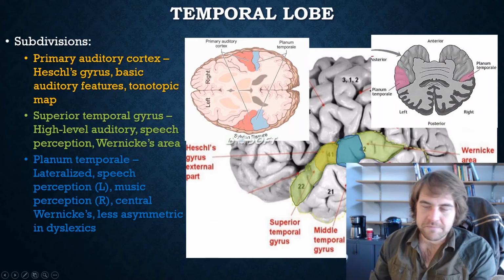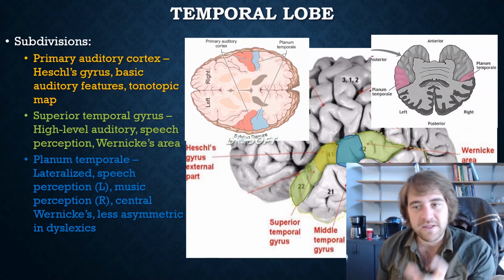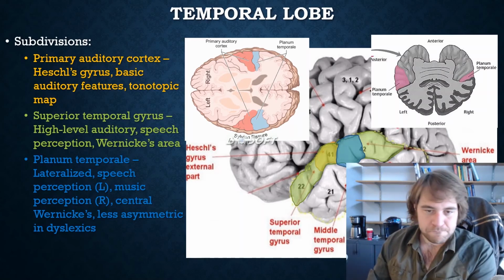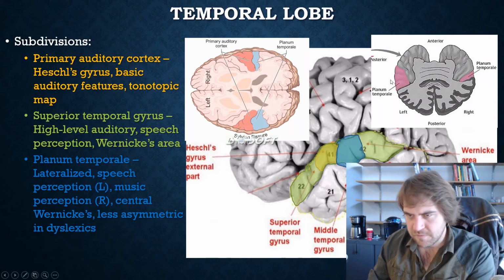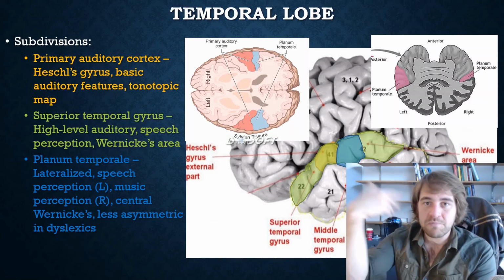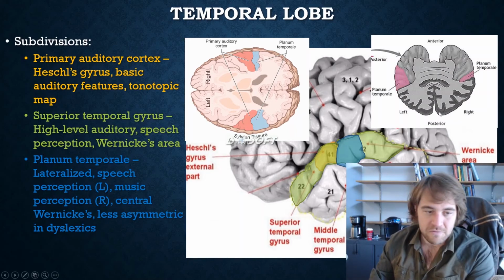And then there's the planum temporale, which is still useful. This is the one that I talked about where it's larger on the left than it is on the right. So you can see here that the planum temporale on the left is very large, and on the right it's pretty small. This is indicative that the planum temporale is important for speech comprehension, but not so much for music or other sounds that might be processed on the right side.